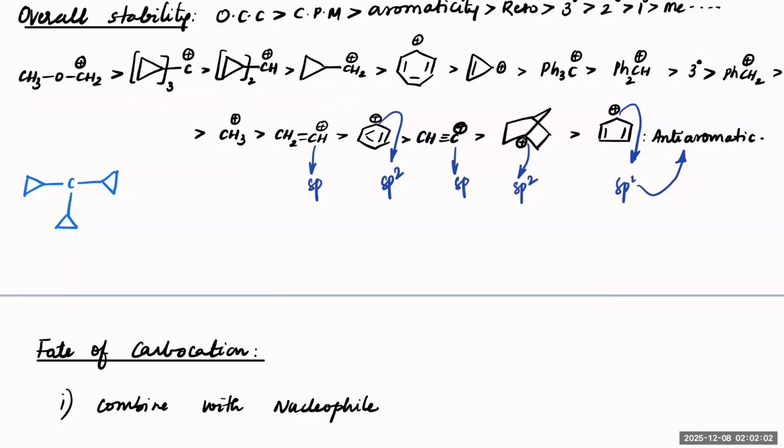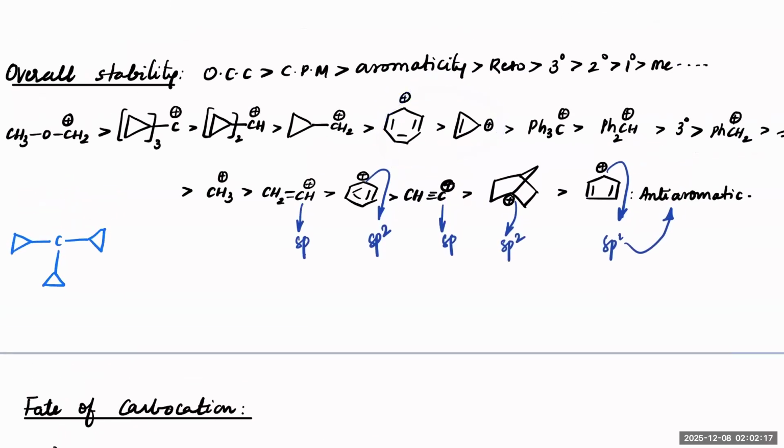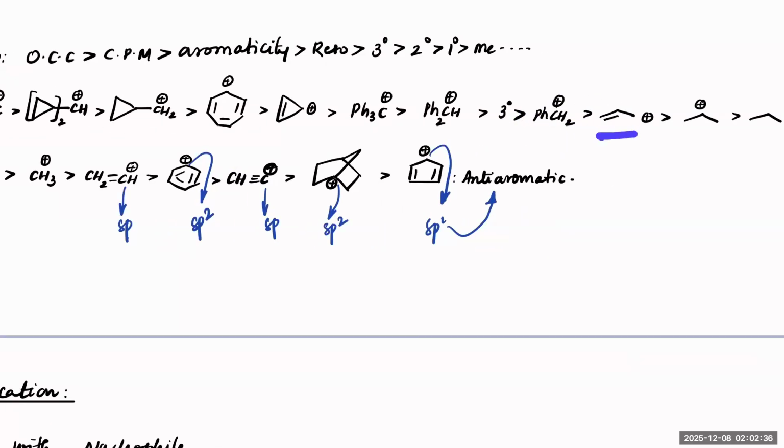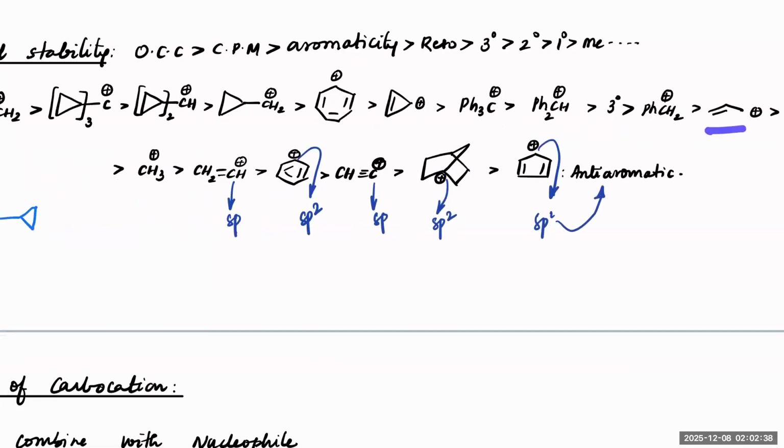Thereafter, you see this one, tropylium and cyclopropenyl. Both of them are aromatic compounds. The positive charge is a part of an aromatic ring. That's why aromaticity is the next priority. Next, normal resonance, that is 3 degree, 2 degree is a normal resonance effect. And usually PhCH2 is also a resonance, but earlier we learned that between 3 degree and benzyl, 3 degree is slightly more stable than benzyl. Then comes allyl, then 2 degree, then 1 degree, then methyl.